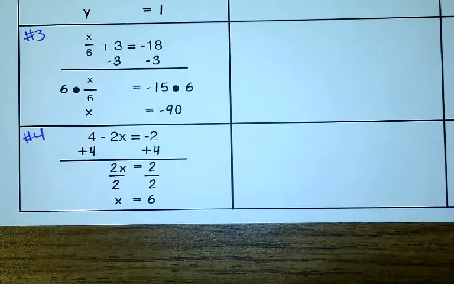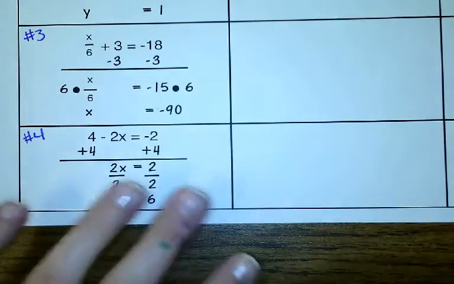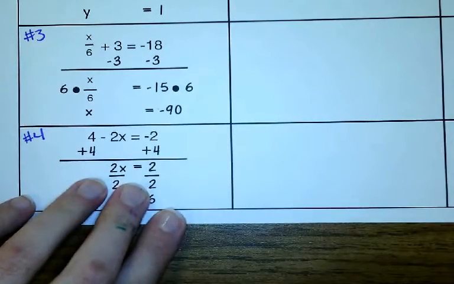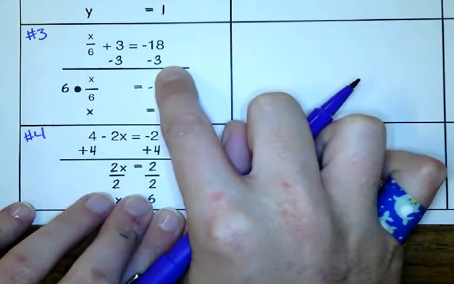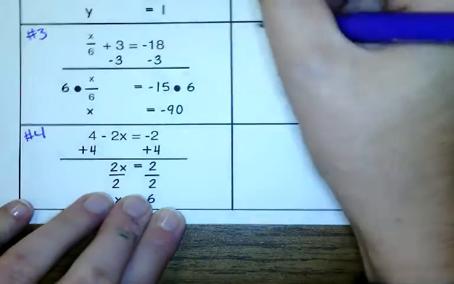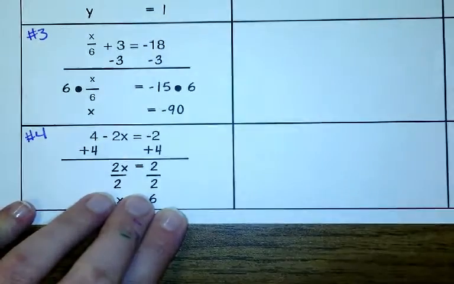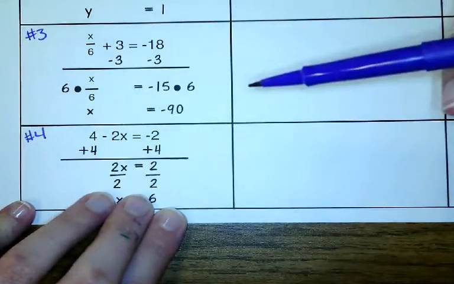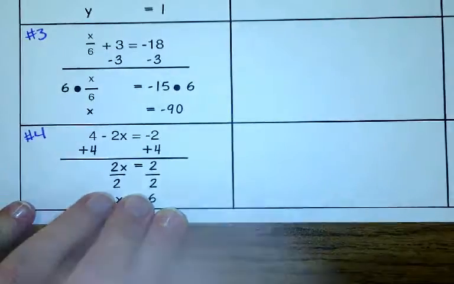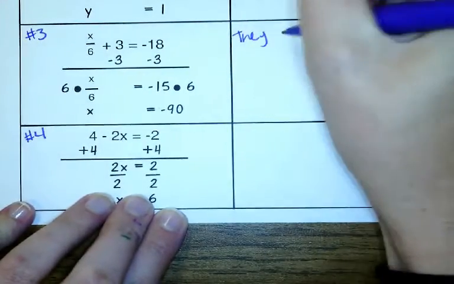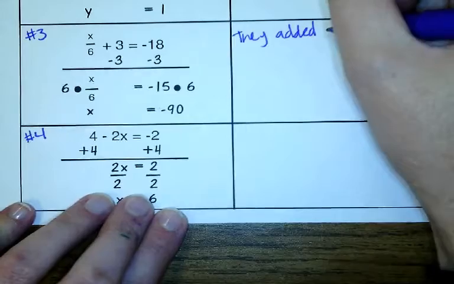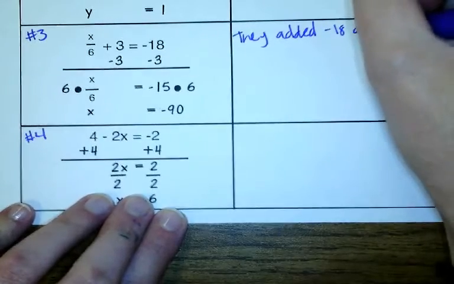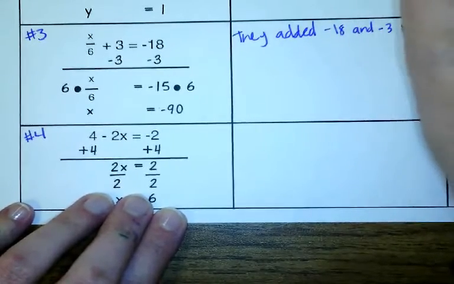Okay, who did number 3? Okay, Rachel, help me out. And then Ian, oh, sorry, you did number 3. They subtracted 3 from negative 18 and got negative 15, but they should have gotten negative 20. Yes, so they added the negative 18 and the negative 3 incorrectly, right?